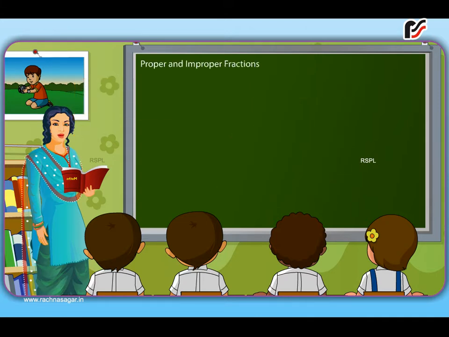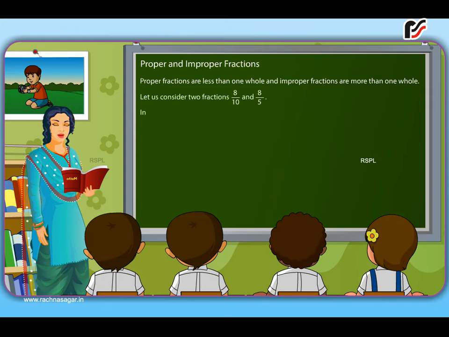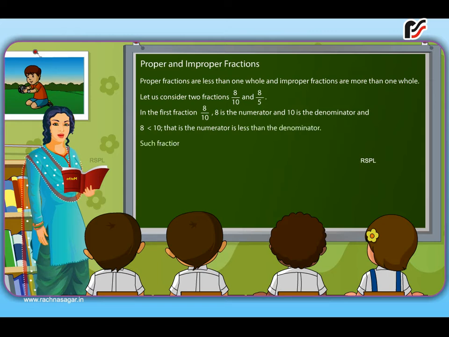Proper and improper fractions. Proper fractions are less than 1 whole and improper fractions are more than 1 whole. Let us consider two fractions 8 by 10 and 8 by 5. In the first fraction 8 by 10, 8 is the numerator and 10 is the denominator, and 8 is less than 10, that is, the numerator is less than the denominator. Such fractions are called proper fractions.